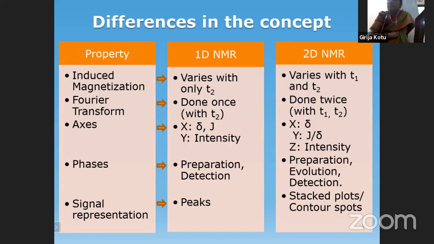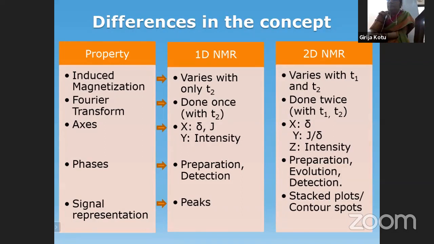It is called 2D NMR because we are making use of two dimensions to represent the important information, that is delta and J. Whereas in 1D NMR, we are making use of only one dimension, that is the X-axis, to represent the important information with respect to NMR, that is delta and J. So hence this is 1D and this is 2D NMR.